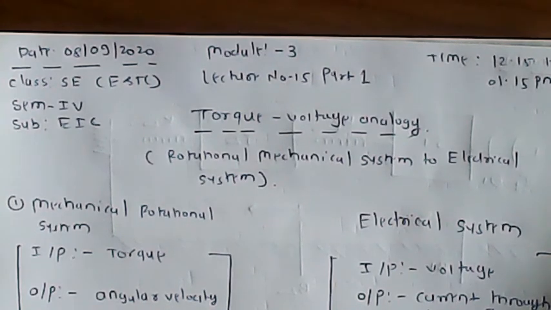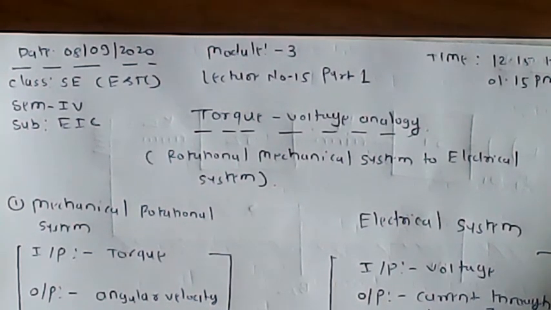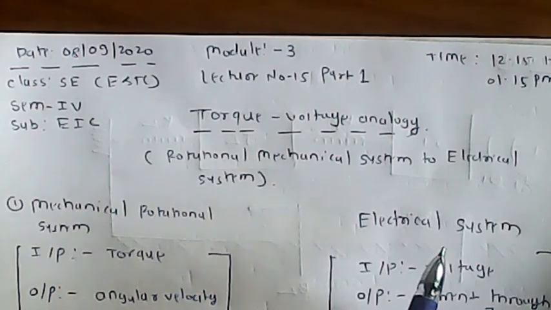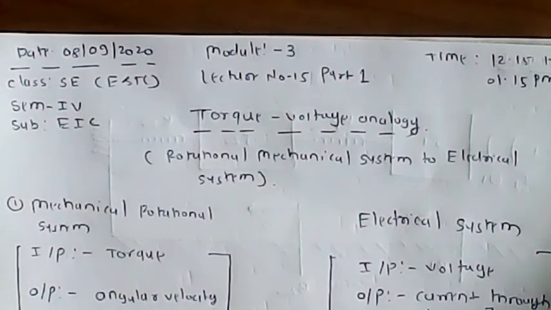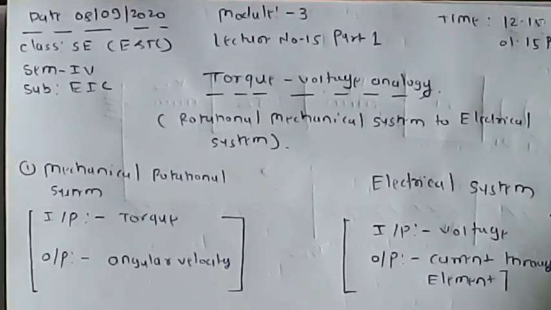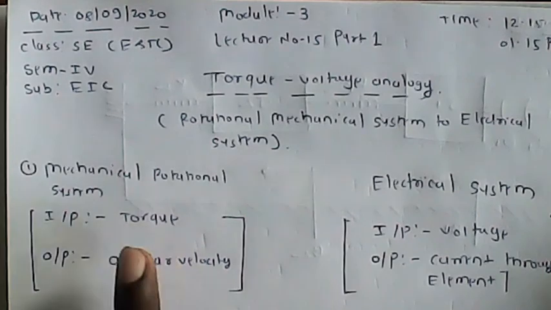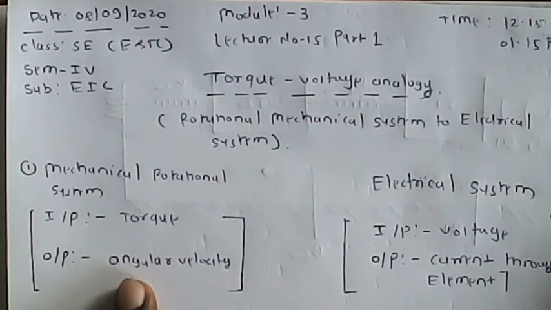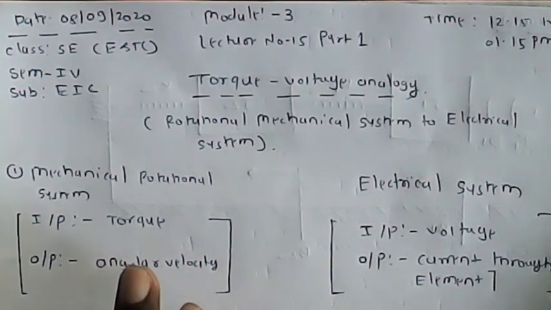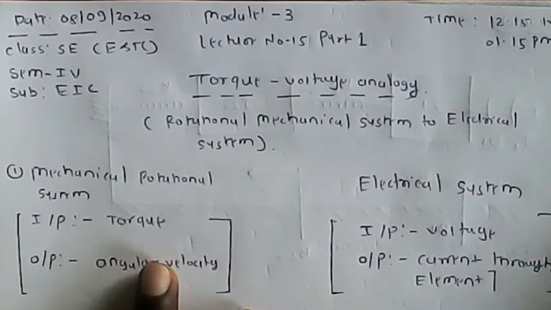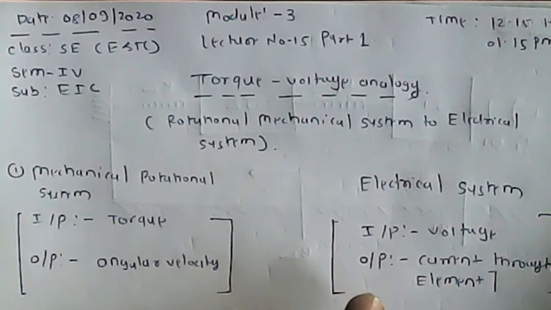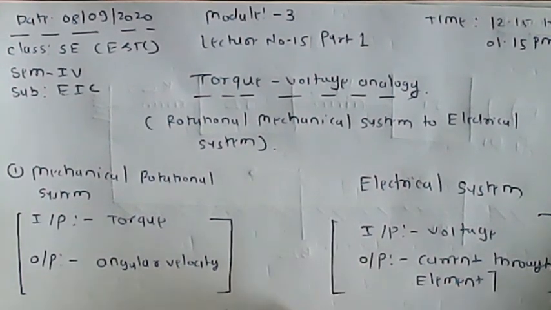In this lecture, we have seen how a rotational mechanical system is converted into an electrical system. So, in the mechanical rotational system the input is torque, and the output is the angular velocity, that is omega, and torque, that is T. When we convert this mechanical rotational system into an electrical system, the input is voltage and the output is the current flowing through that element.